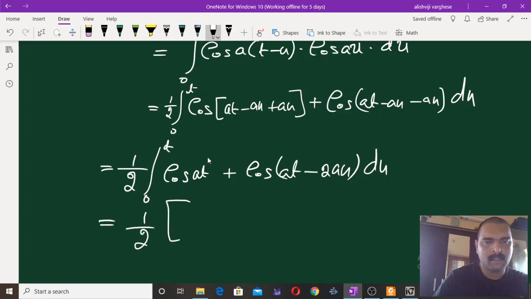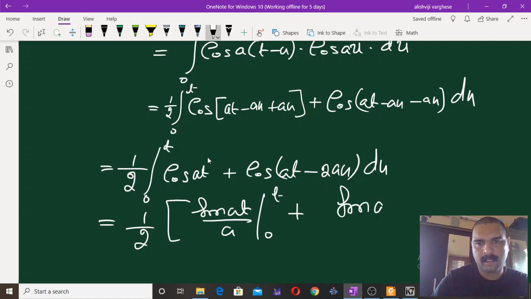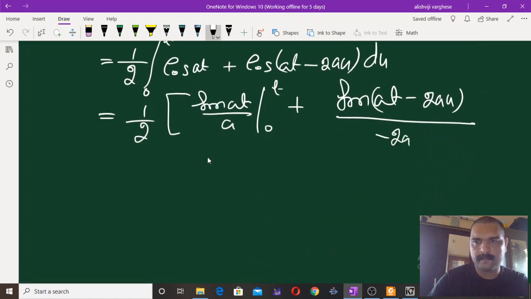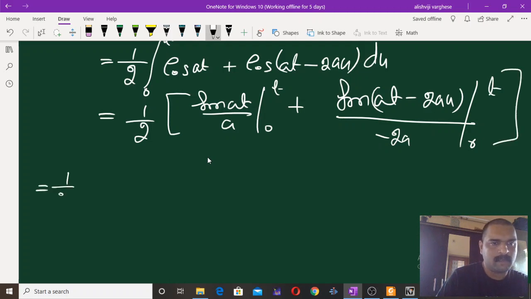So it is integral cos at du, the integral is u cos at, between 0 and t, plus here it is sin of at minus 2au divided by, we are integrating with respect to u, and therefore minus 2a, between 0 and t, is equal to 1 by 2 into the upper limit. Okay, there is a small problem here. The variable of integration is not t, it is u.